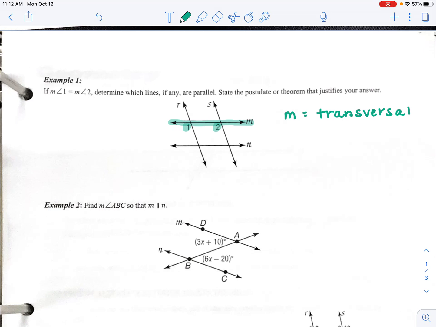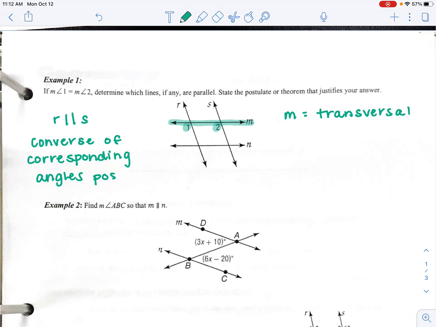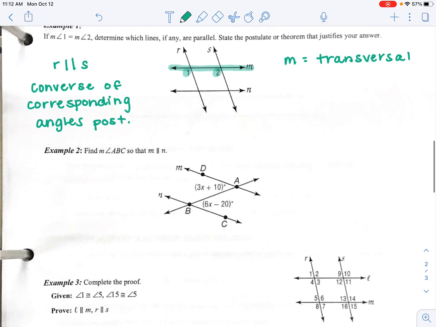Okay. It looks to me they are on the same side of that transversal. It looks like angle 1 is an exterior angle and angle 2 is an interior angle. So I'm thinking those are corresponding angles. To figure out which lines are parallel, what lines does M go through? Well, M goes through line R and line S. So I would say R is parallel to S, and my reason would be the converse of corresponding angles postulate.